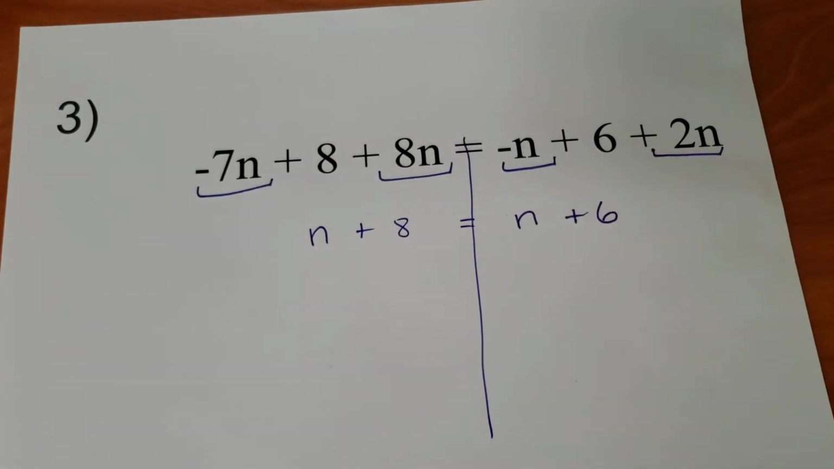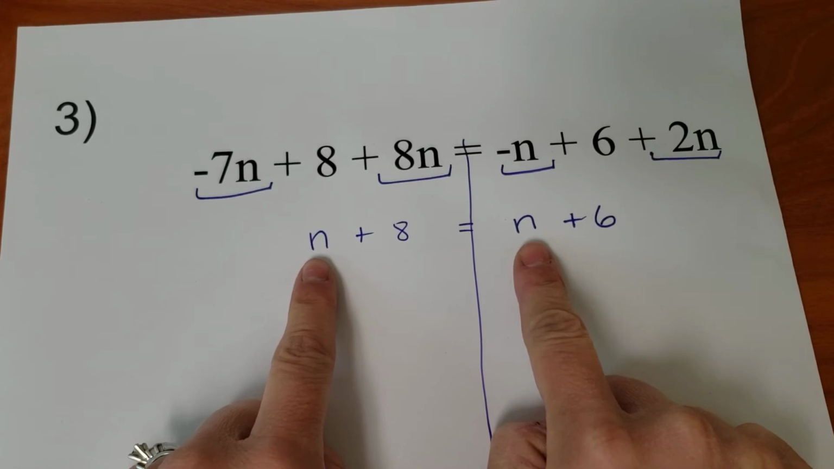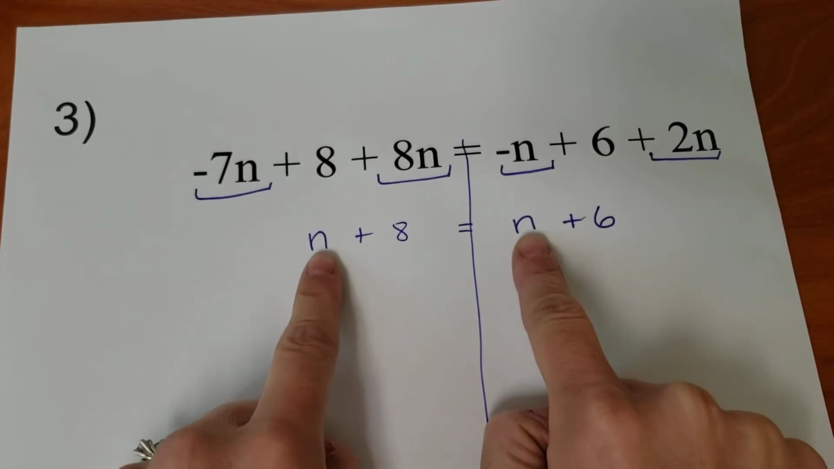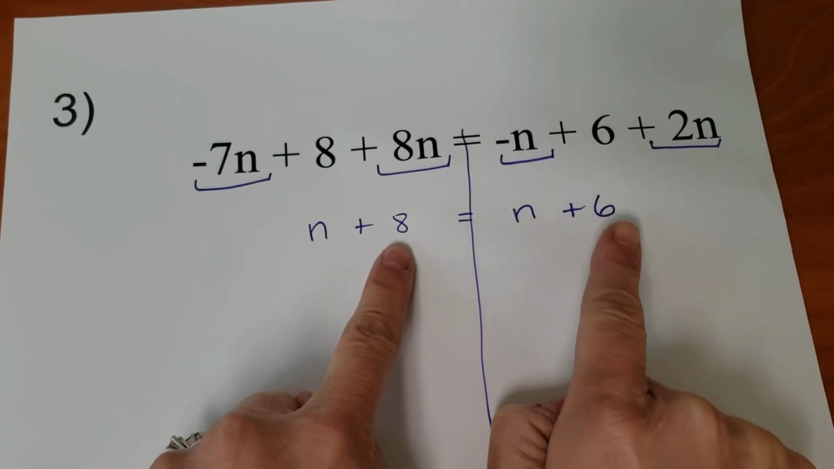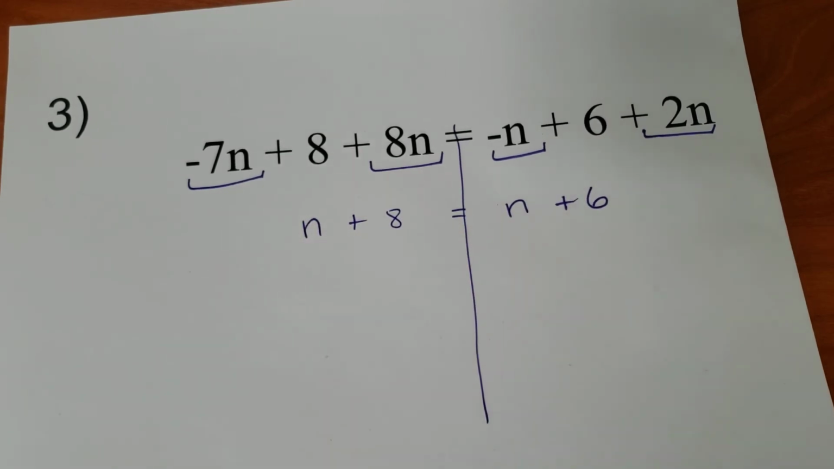All right, now I notice I have a variable on both sides. Oh, they're the same, 1n. Aha, special case. Well, think about it. If you plug any number in here for n, add 8 over here and 6 over here, this side will always be 2 bigger, won't it? Nothing's ever going to balance this.